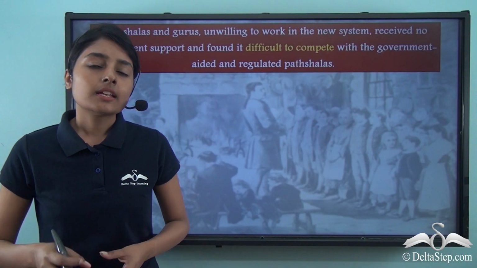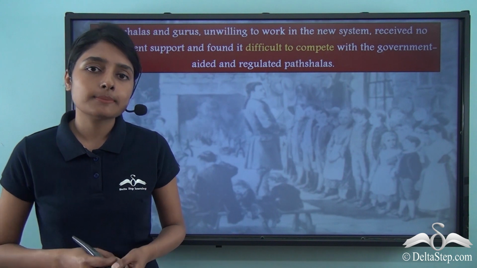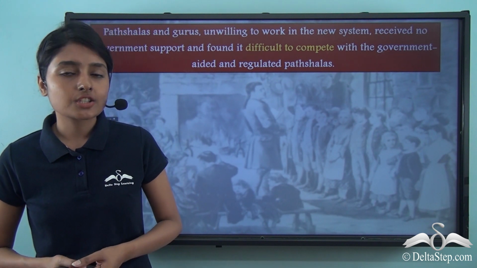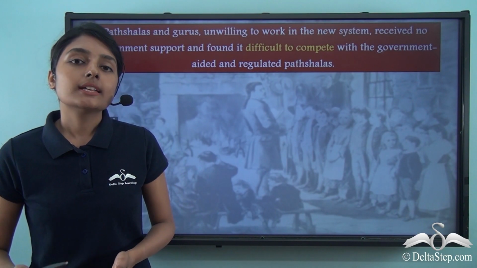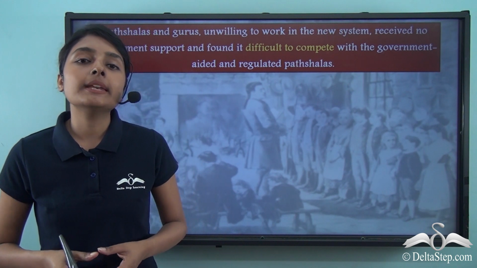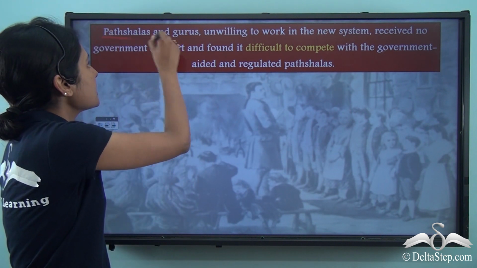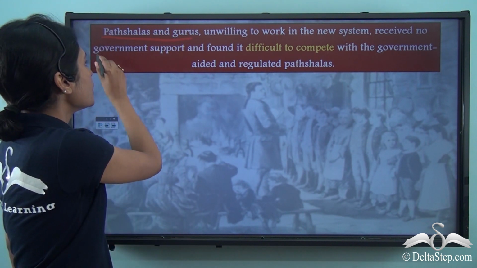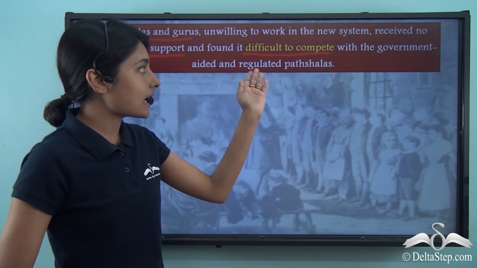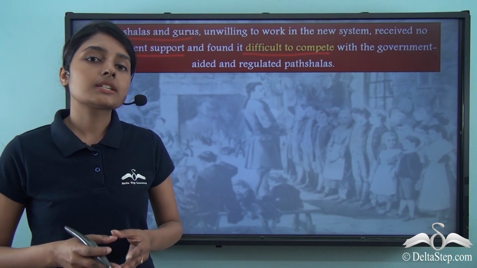So when various changes like the enforcement of a strict discipline, rule and regulation, as well as the introduction of timetables, textbooks happened in the local pathshalas, the education system in the local pathshalas underwent drastic changes. Now many pathshalas had adapted to these changes very easily, which is why they were provided grants from the government. But at the same time, there were many pathshalas and gurus who were unwilling to work in the new system. And invariably these pathshalas and gurus who were unwilling to work in the new system received no government support. And over time they found it very difficult to compete with the government aided and regulated pathshalas. Now this introduction of a new education system in this primary level created another huge issue.